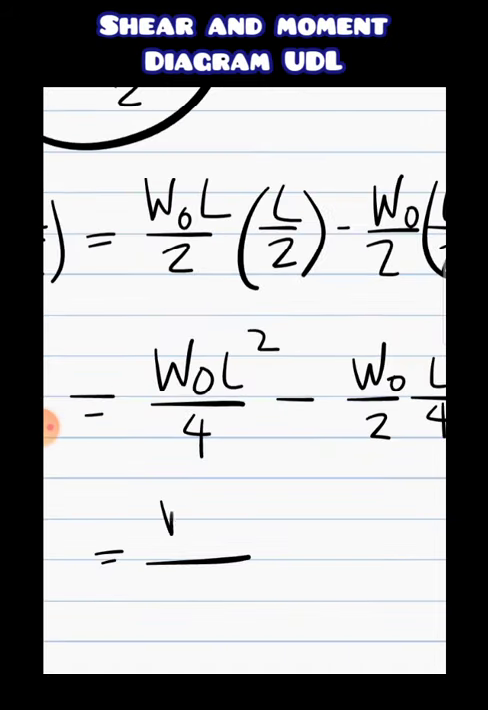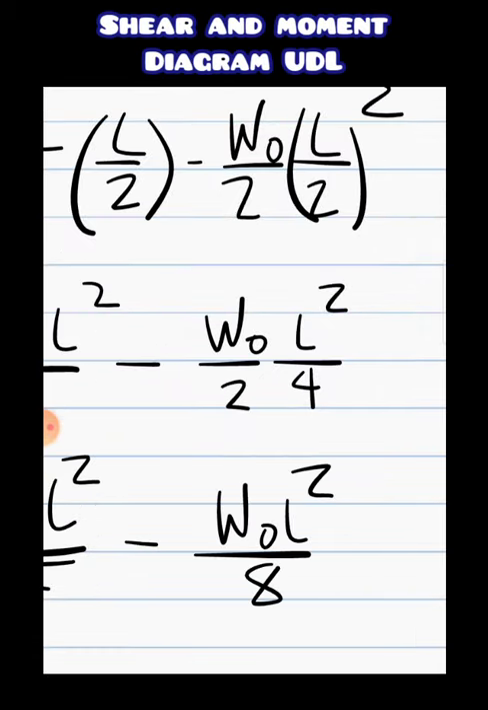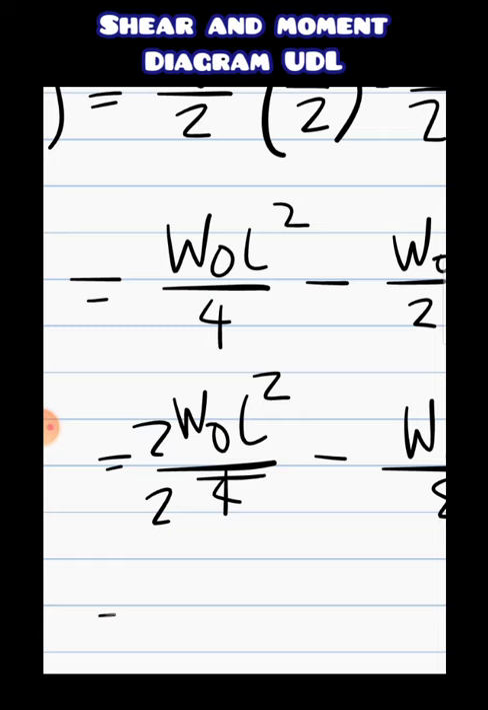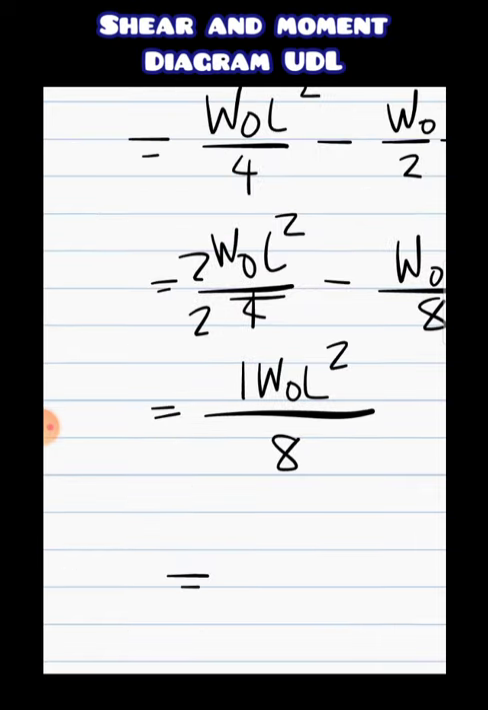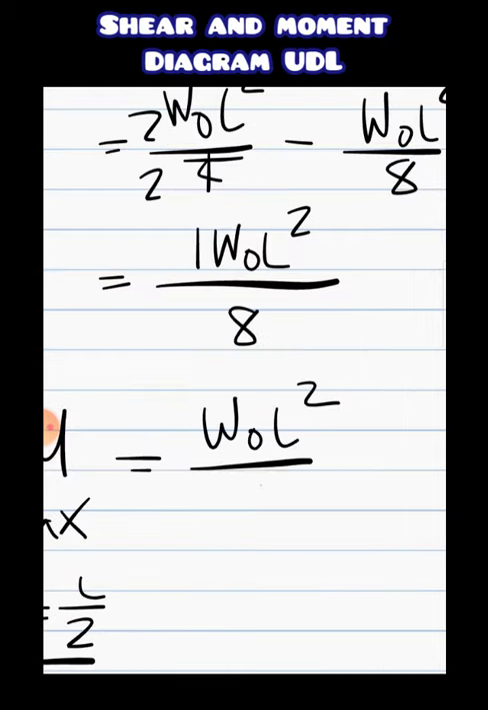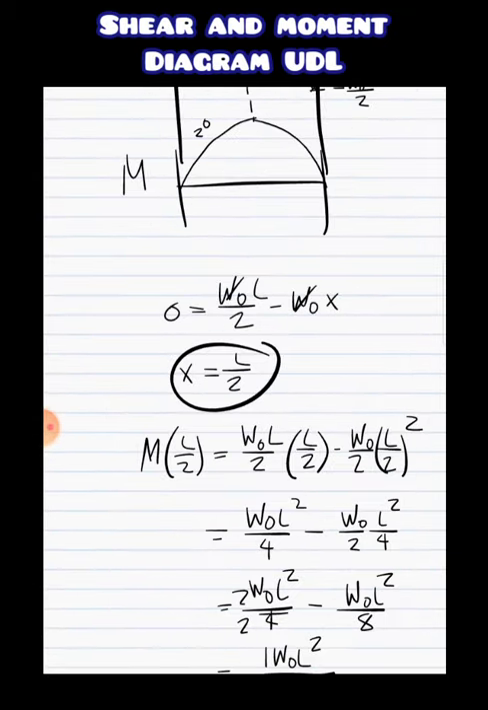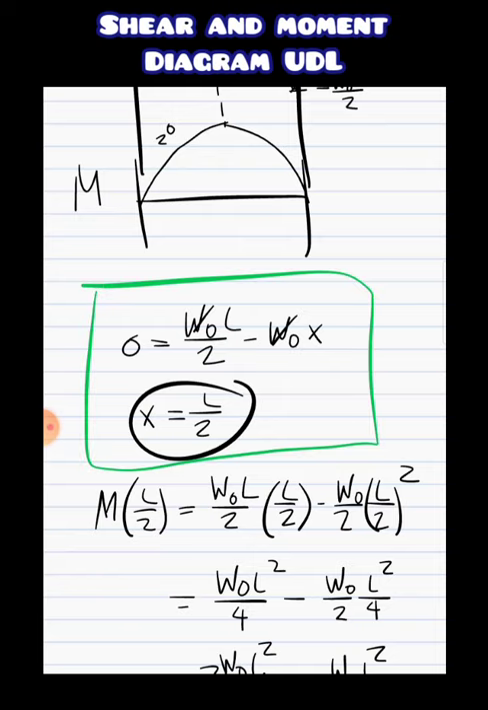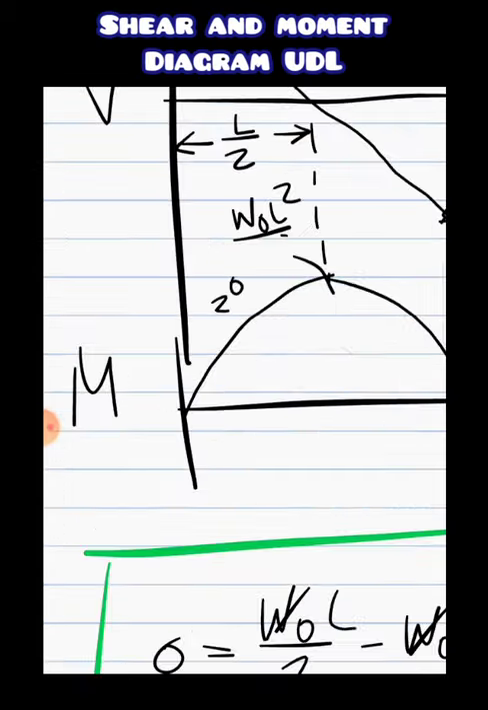So we have WL squared over 4 minus WL squared over 8, making the denominators the same by multiplying by 2 over 2. We'll have 8. This one, 2 minus 1 is equal to 1 WL squared. And so our maximum moment located at x equals L over 2 of our given beam is going to be WL squared over 8. So just take note of these values. This right here is going to be WL squared over 8.